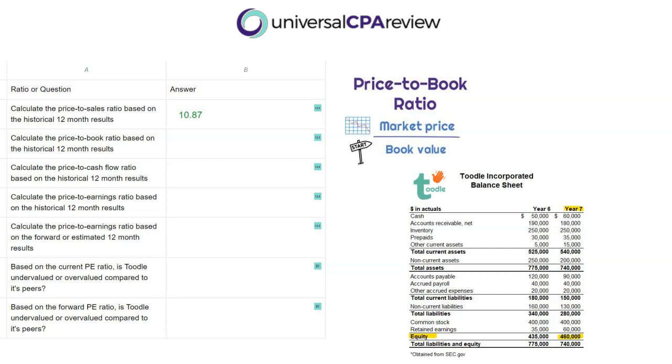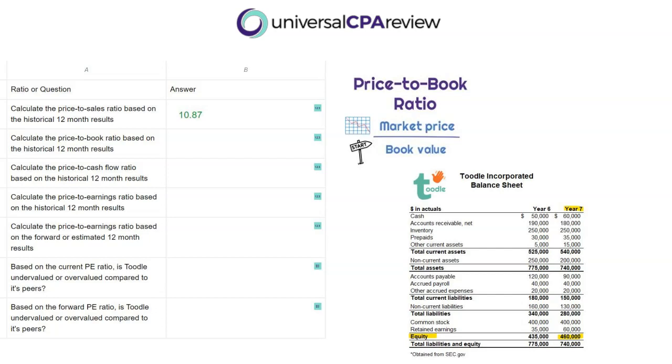So when we look at the balance sheet, well, for year 7, equity was $460,000. Now, if we didn't have equity and we only had assets and liabilities, we would just take assets minus liabilities, and that still gets us to the $460,000, right?